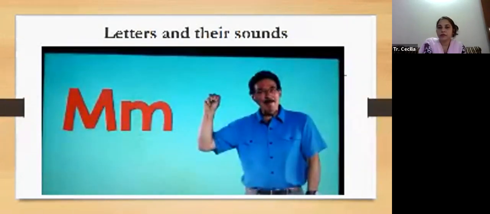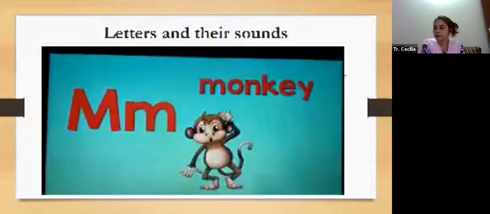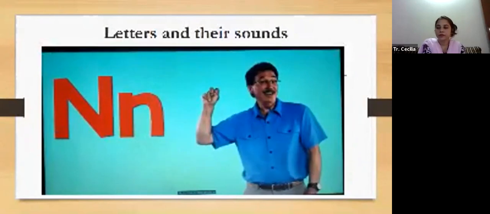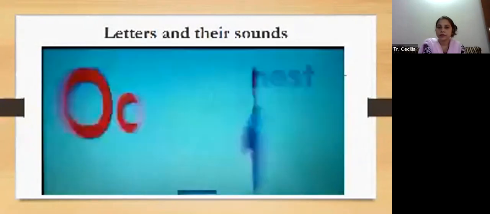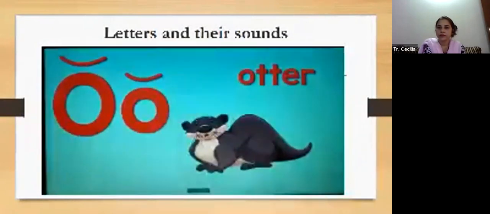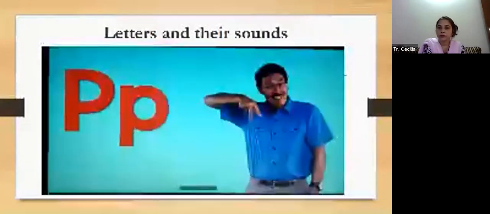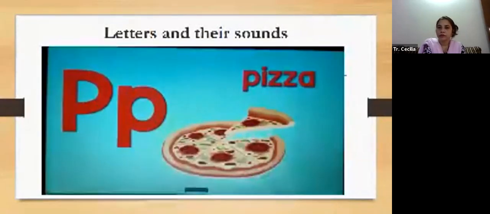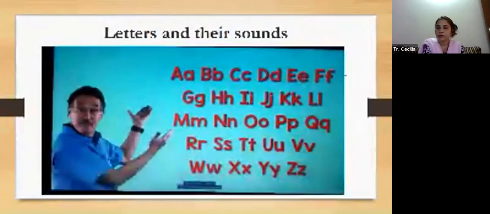M, M, this is the letter M. M, M, mouse. M, M, monkey. N, N, this is the letter N. N, N, nickel. N, N, nest. O, O, this is the letter O. O, O, oval. P, P, this is the letter P. Pumpkin. Pizza.